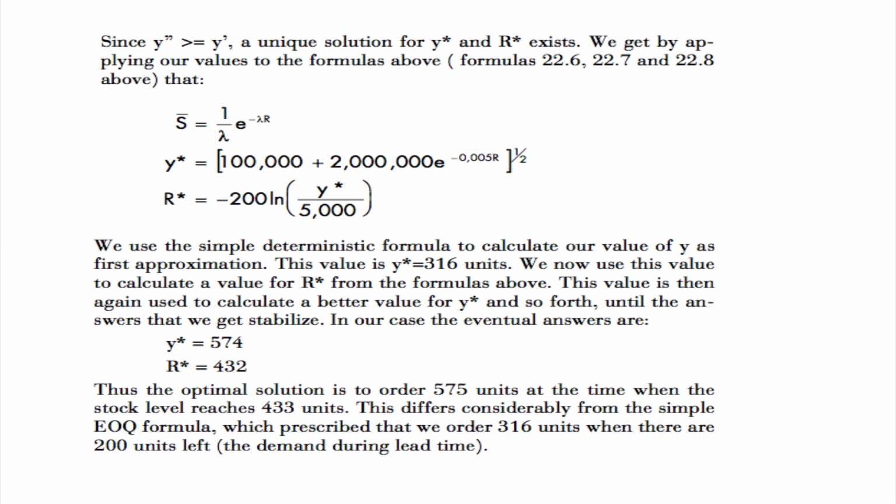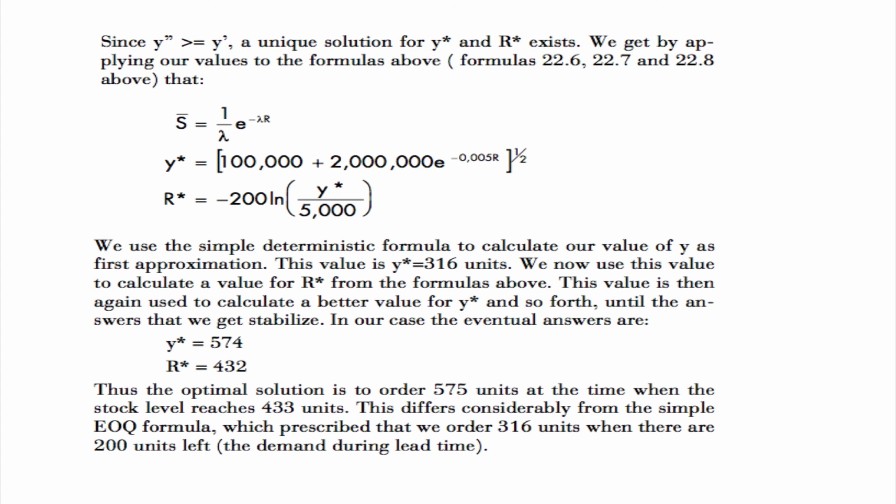We now use this value to calculate the value for R star from the formulas above. This value is then again used to calculate a better value for Y star and so forth, until the answers that we get stabilize. In our case, the eventual answers are Y star equals 574 and R star equals 432. Thus, the optimal solution is to order 575 units at the time when the stock level reaches 433 units, or 432 as it was calculated.